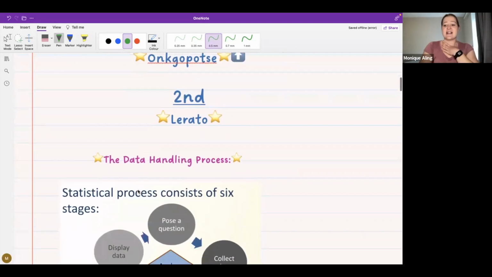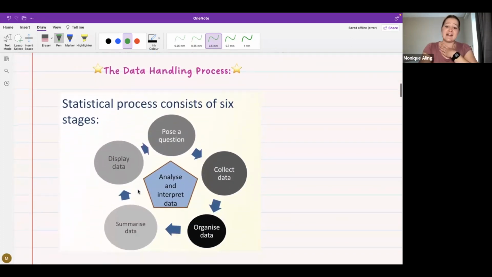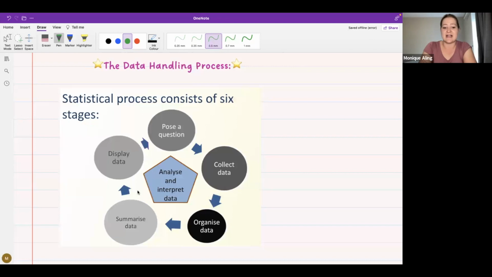Guys, so let's get started. Like I said, this is our last week on data handling. It has been quite a long course, but like I said, it's a big chunk of paper one, and it is quite a bit in the chapter.